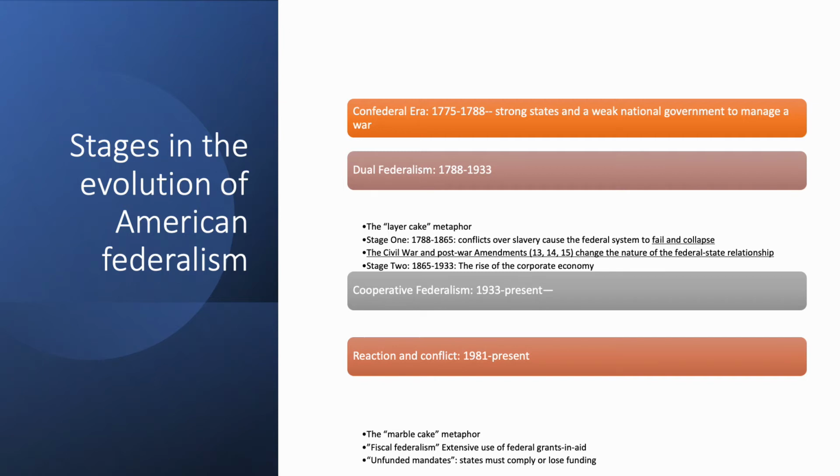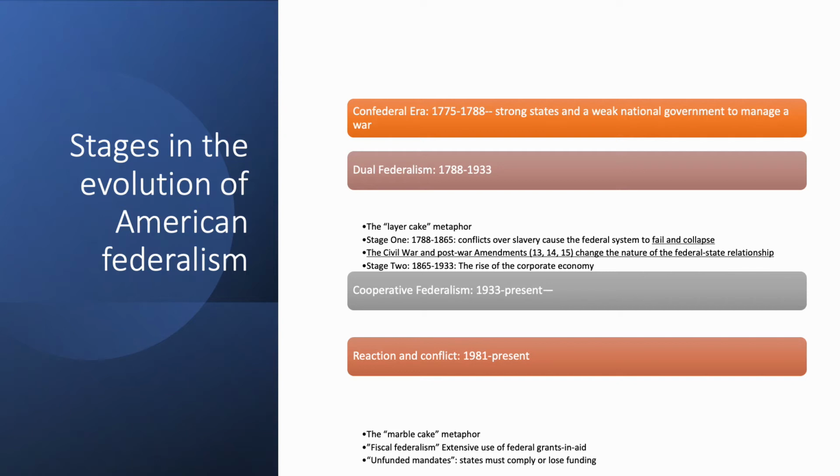Then, the system that we're going to talk about briefly here is dual federalism, 1788 to 1933, where the country was sometimes seen as being like a layer cake. Federal government on the top, state layer below it. Separate layers doing different things. From 1788 through the Civil War, the conflicts over slavery were the main problem, and that really brought the whole federal system down in ruin, and the country basically fell apart and collapsed into two separate nations that were fighting with each other and killing each other by the hundreds of thousands. And we remade the system.